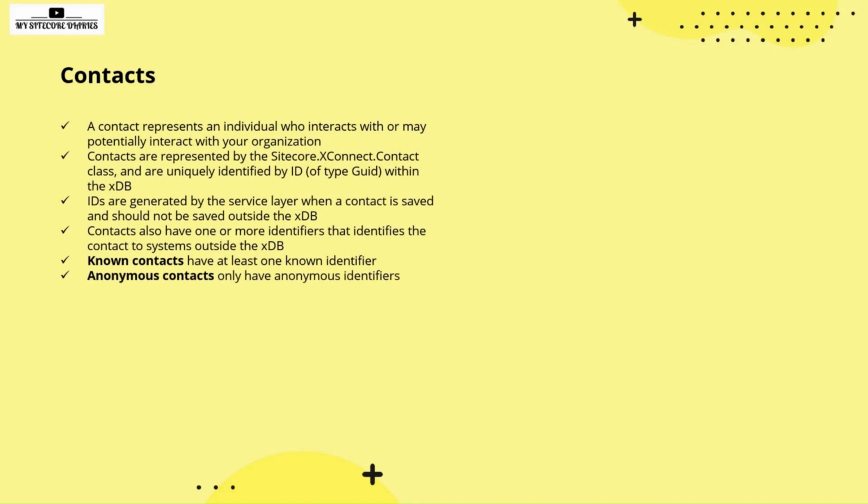So there are two types of contacts: known contacts and anonymous contacts. Known contacts have at least one known identifier, so you can identify that user.